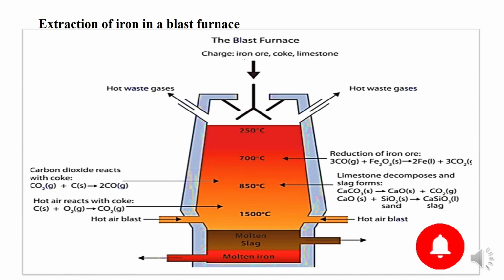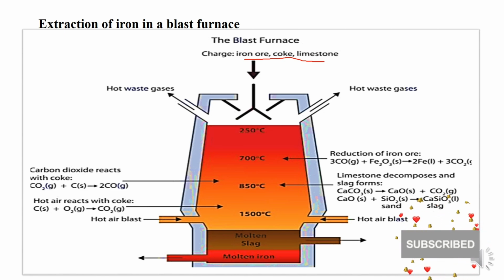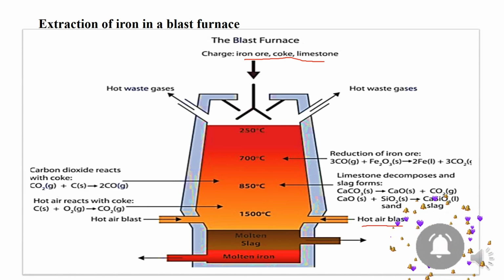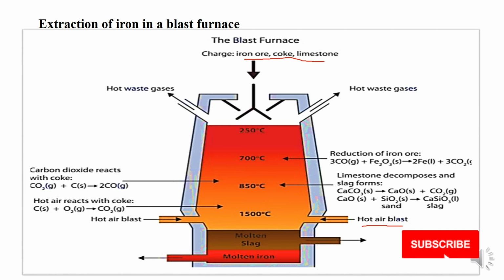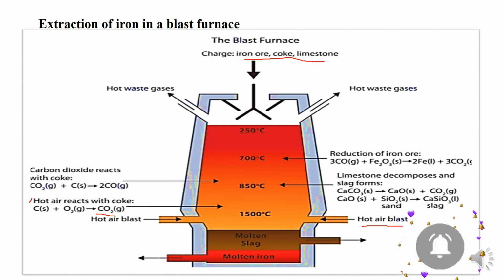Then this same carbon monoxide will now reduce the iron(III) oxide. Iron(III) oxide is going to be reduced into iron and carbon dioxide. This particular reaction is the reducing reaction. It is the reaction which produces iron, which is reduced from iron oxide. So iron(III) oxide is reduced to iron, and carbon dioxide is produced as a waste gas.